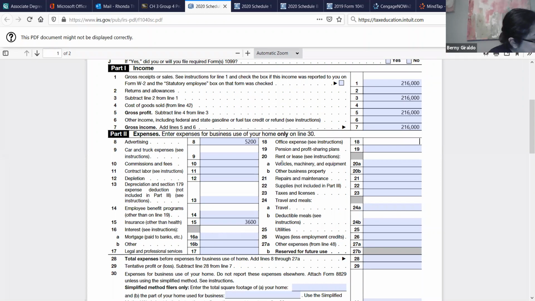Telephone. Yeah. Well, the telephone actually, I would have thought would have gone with utilities down here, line 25. Yeah. That's where I would put my telephone expense.